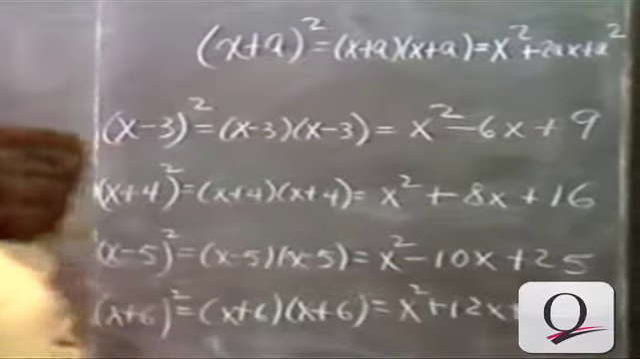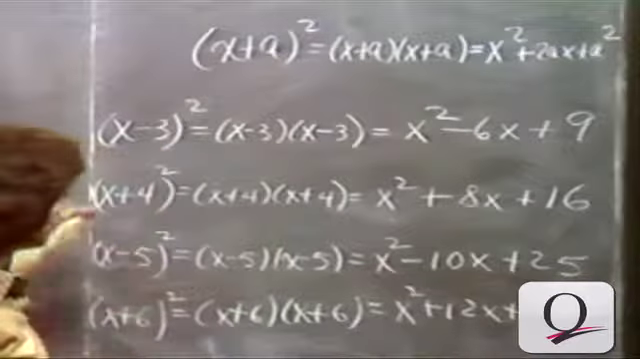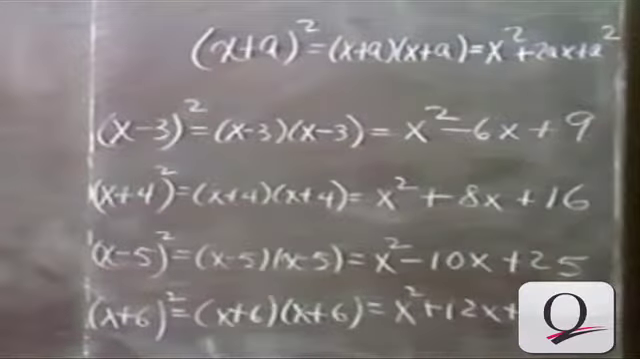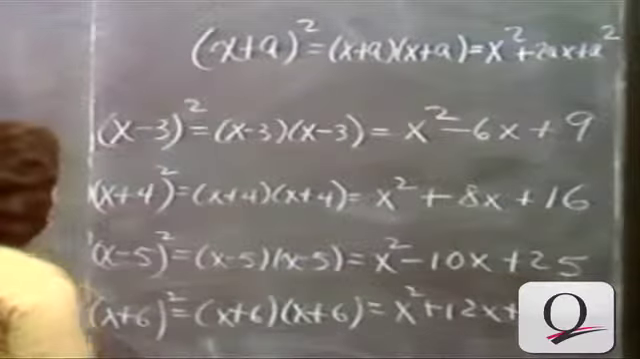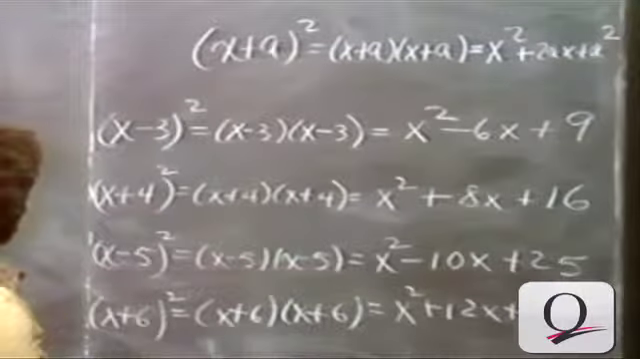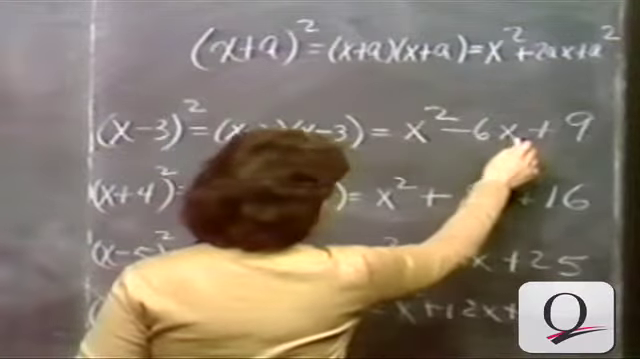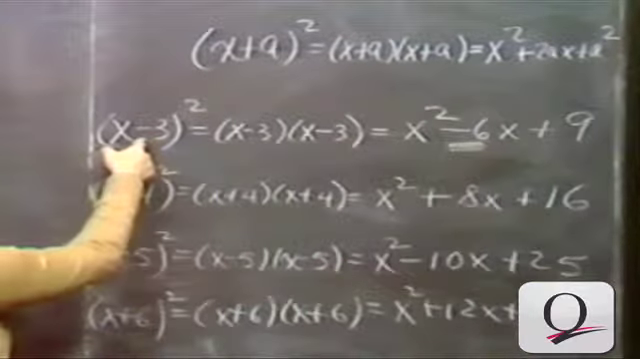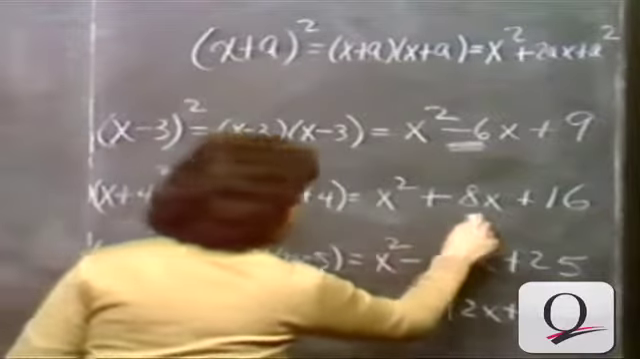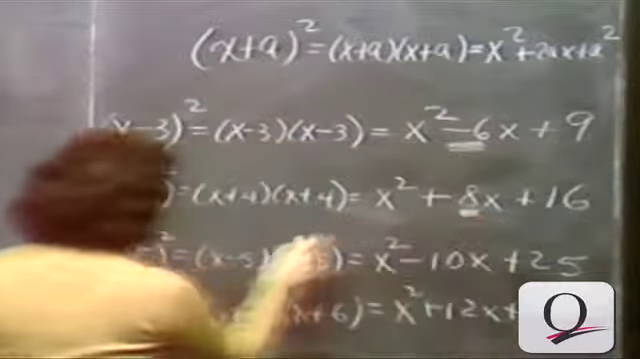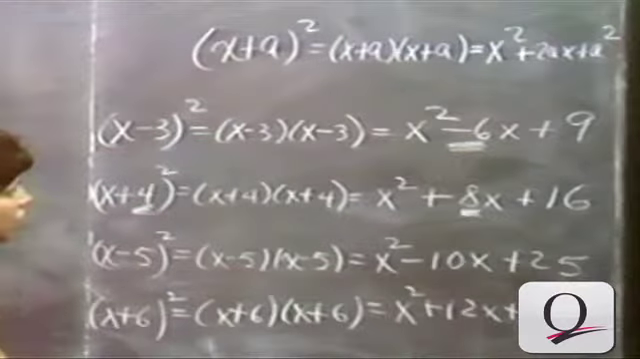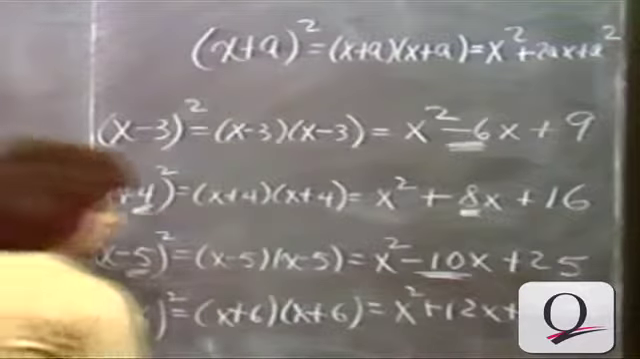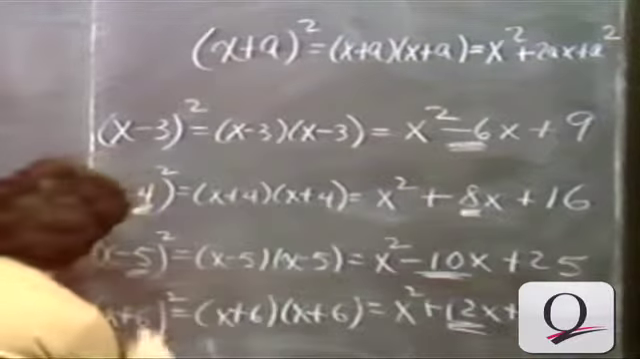We're looking to see if there's some kind of pattern that these perfect squares have in common. Okay, let's look at the (x minus 3) squared. We see that the coefficient of the first degree term, that is the coefficient of x, minus 6, is this number doubled. Here, the coefficient of the first degree term, 8, is this number doubled. The coefficient here, minus 10, is this number doubled. And the coefficient here, plus 12, is this number doubled.